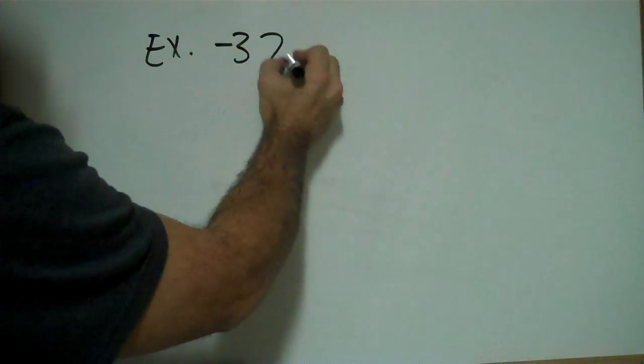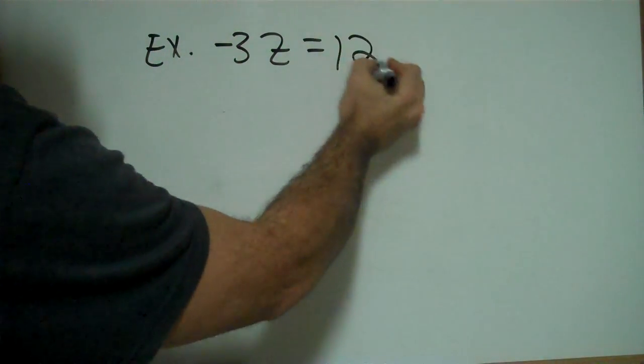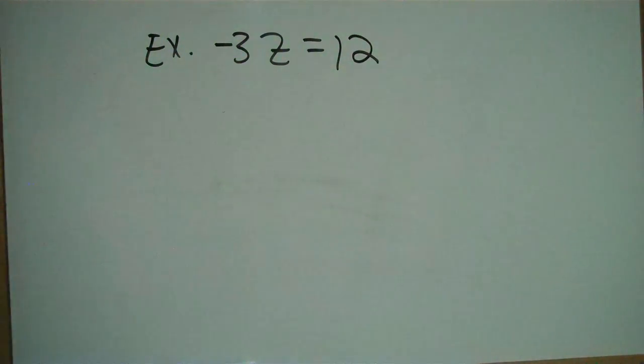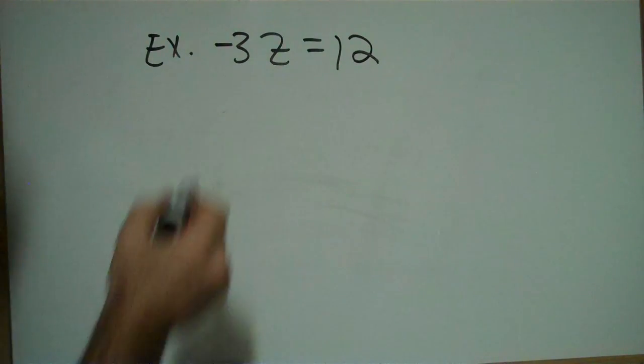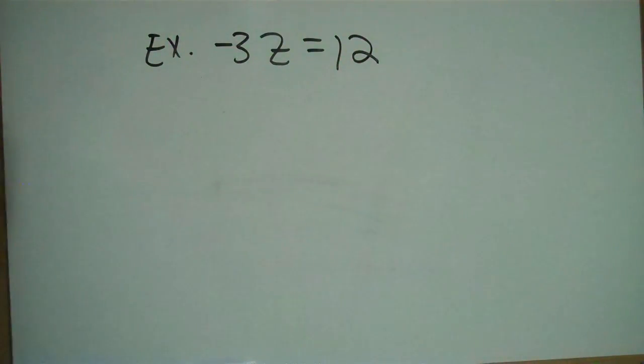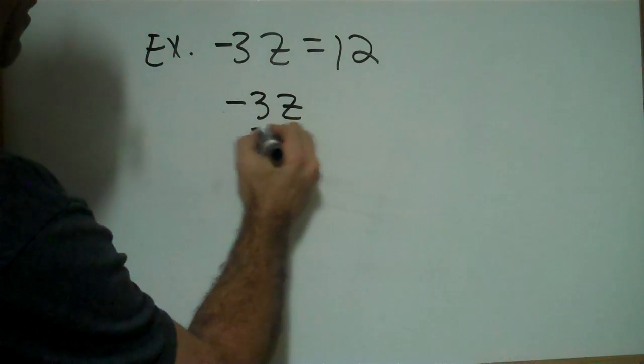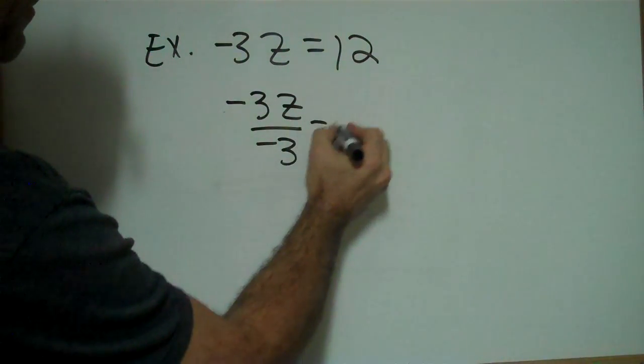Negative 3 z equals a positive 12. I can tell you what, I know this answer better be negative because a negative times a negative gives me a positive, okay? Now, when you got a negative number in front of your variable, you're going to divide by a negative number.